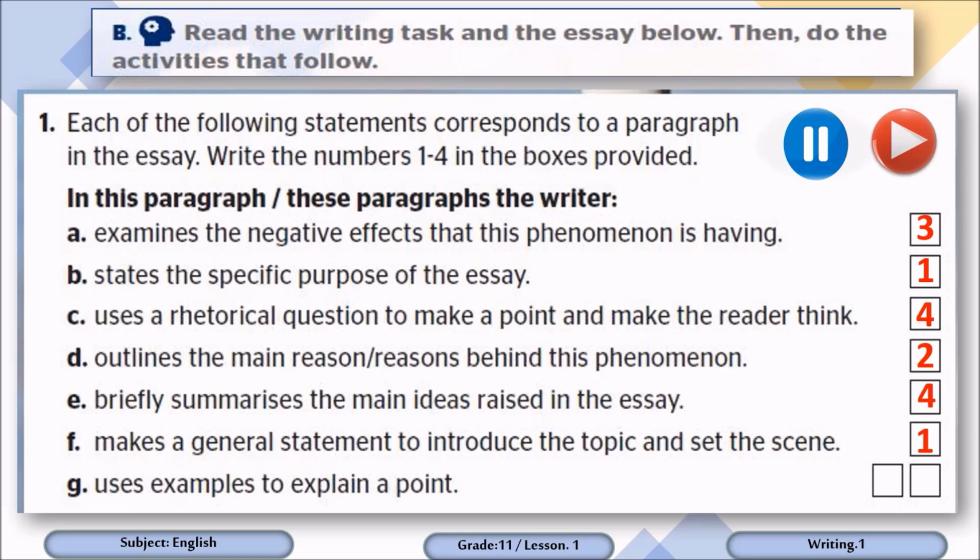Excellent. Now the last one. Which paragraphs use examples to explain a point? Paragraph number 2 and paragraph number 3. Excellent. Thank you very much.